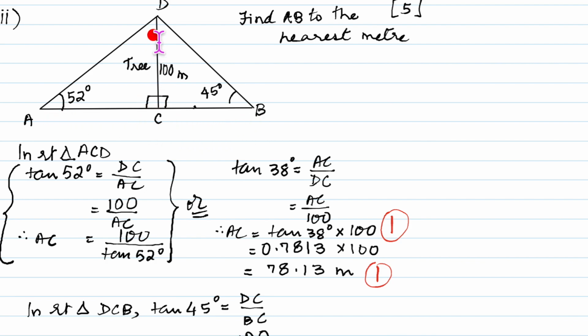Now to begin with, we will take this right triangle. We know angle 52 here. So we start with tan 52 is equal to DC upon AC.